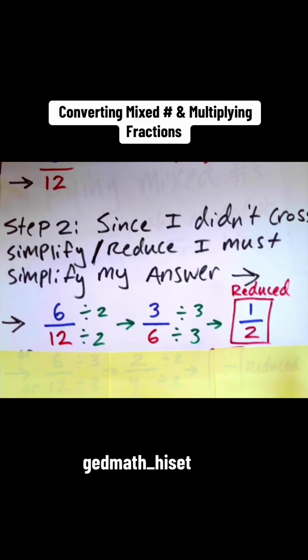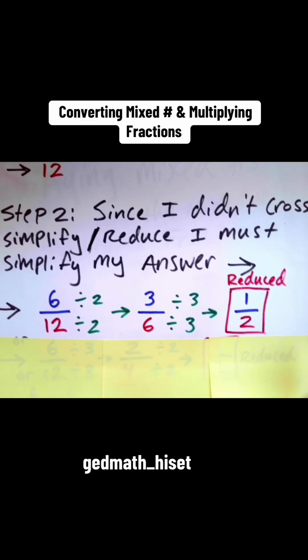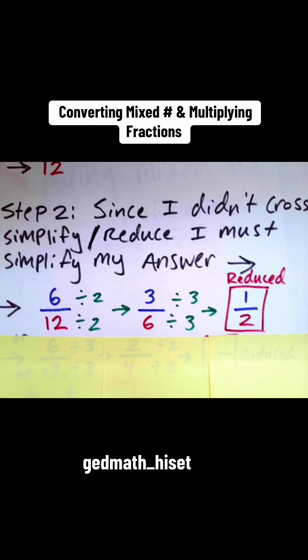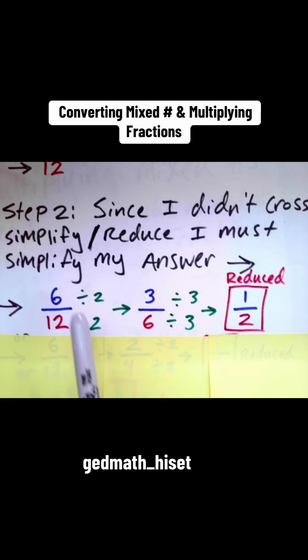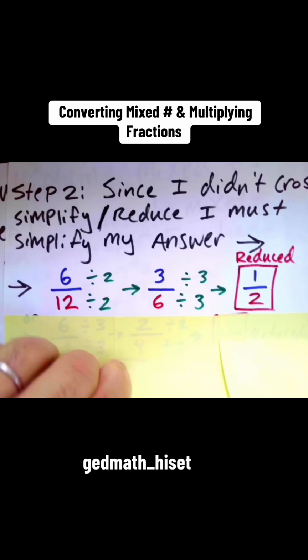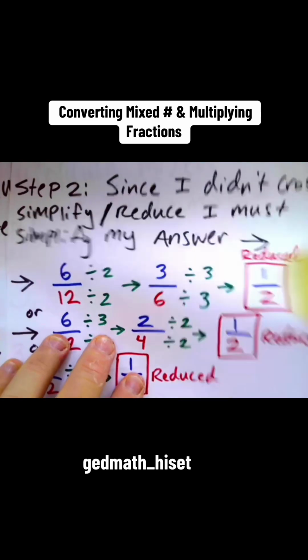So I'd like to show you this step here. And so you can see here 6/12. I know I can divide 2 into top and bottom evenly. 6 divided by 2 is 3. 12 divided by 2 is 6. Now 3 and 6. Is there a number I can divide evenly into top and bottom without a remainder other than 1? And yes, I know 3 will be divided into top and bottom evenly. 3 divided by 3 is 1. 6 divided by 3 is 2. So you can see here those fractions have been reduced.